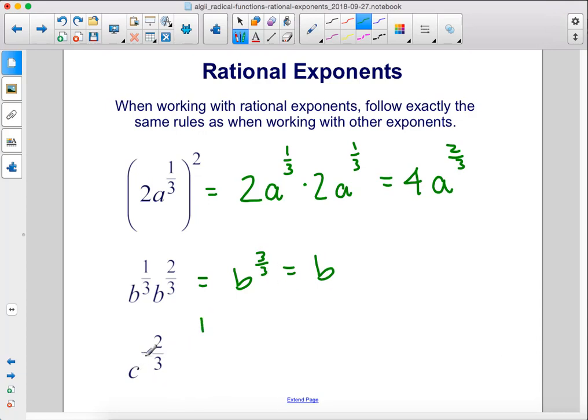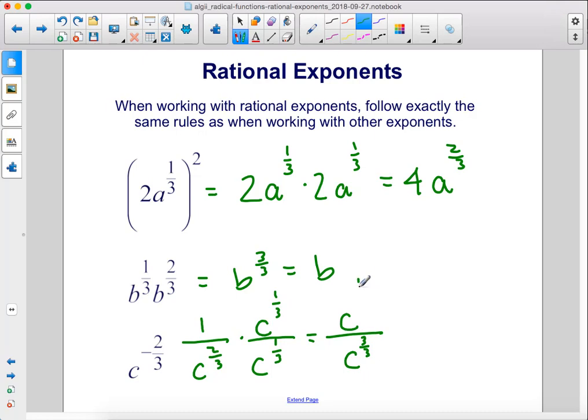Here we can put this on the bottom to make it a positive exponent, but we don't want this to be in the denominator. So in order to get rid of this, we can use the rule we just went over here, and we can multiply top and bottom by c to the 1/3 power. So now we have c to the 2/3 times c to the 1/3. We can add those exponents and we get c to the 3 over 3 power.